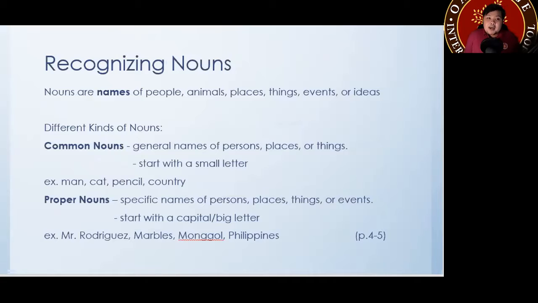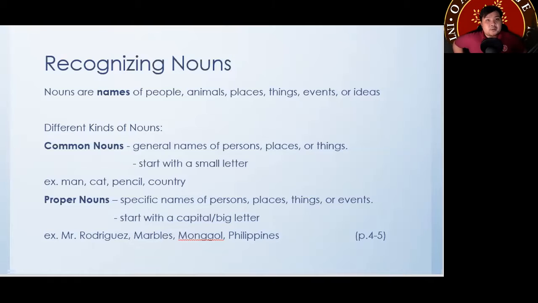Recognizing nouns. By the way, in your PDF or in the slides, I would always indicate the page where I got these things. It's located in the lower right. The lower right says pages 4 to 5. So that means I got these from your books on pages 4 to 5. All right. So, recognizing nouns. Let's just go through a review.